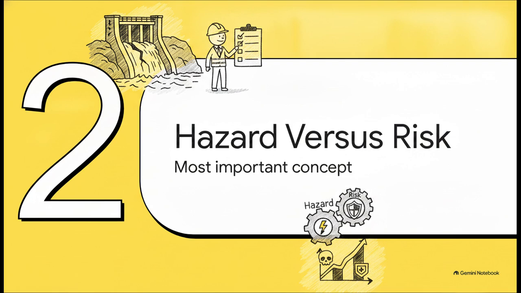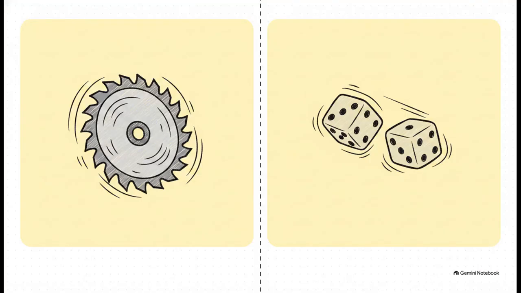Which brings us to Section 2, hazard versus risk. This is honestly the most important concept on the exam. So the crucial point here is that in everyday, casual conversation, people throw these two words around interchangeably. But in engineering, doing that could cost you serious points on the test, and honestly, it could cost you dearly in your career. A hazard is the inherent capacity to cause harm.